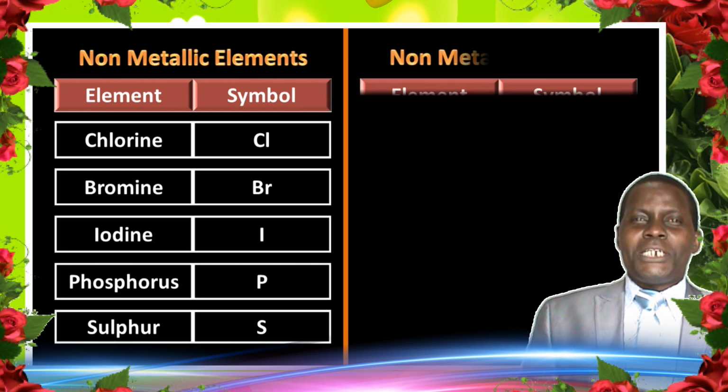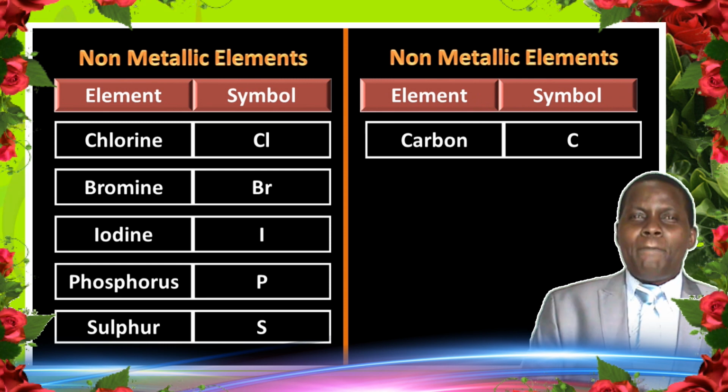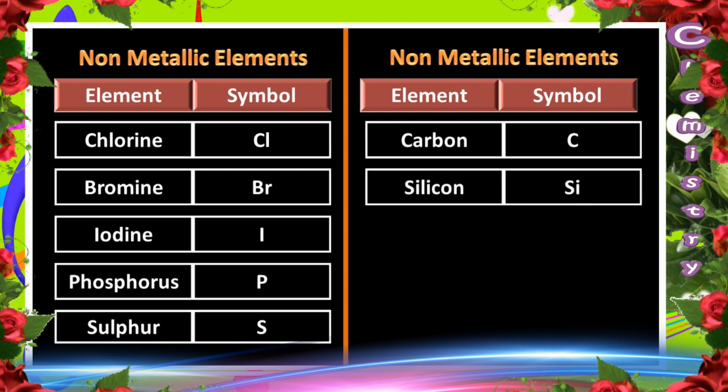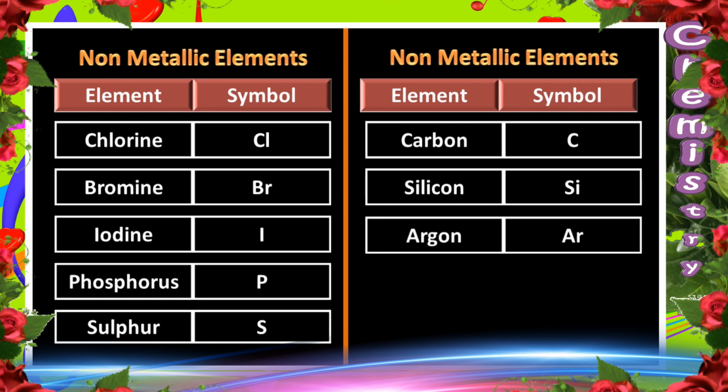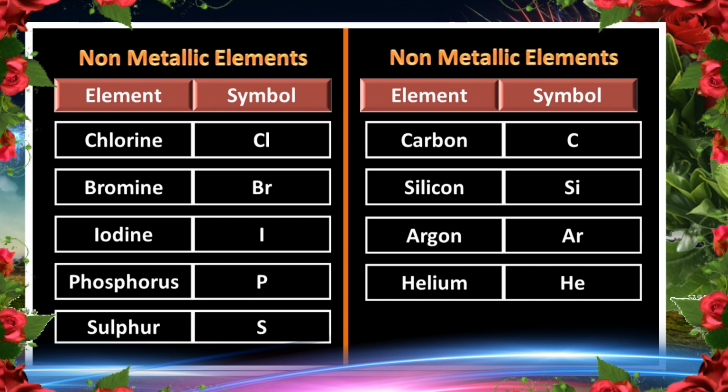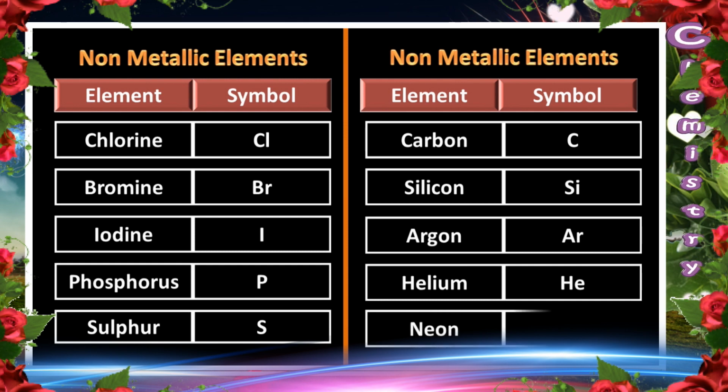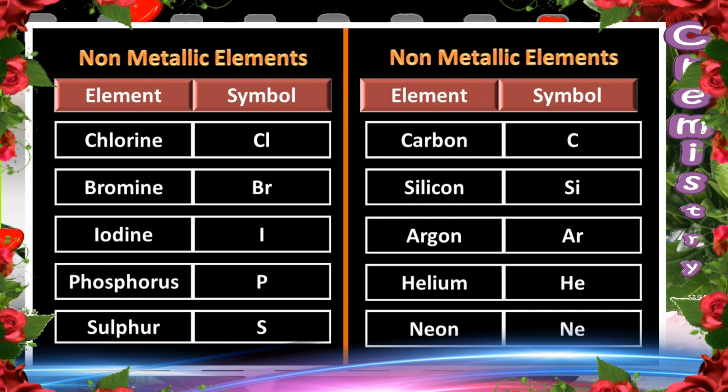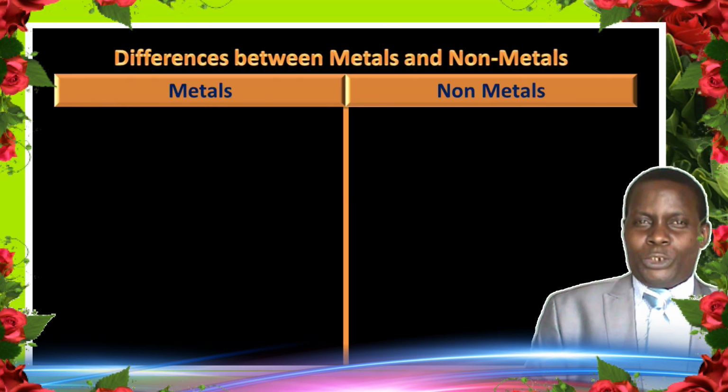Sulfur is represented by letter S. Carbon is represented by letter C. Silicon is represented by letters Si. Argon is represented by letters Ar. Helium is represented by letters He. Those are some of the elements which are nonmetals.